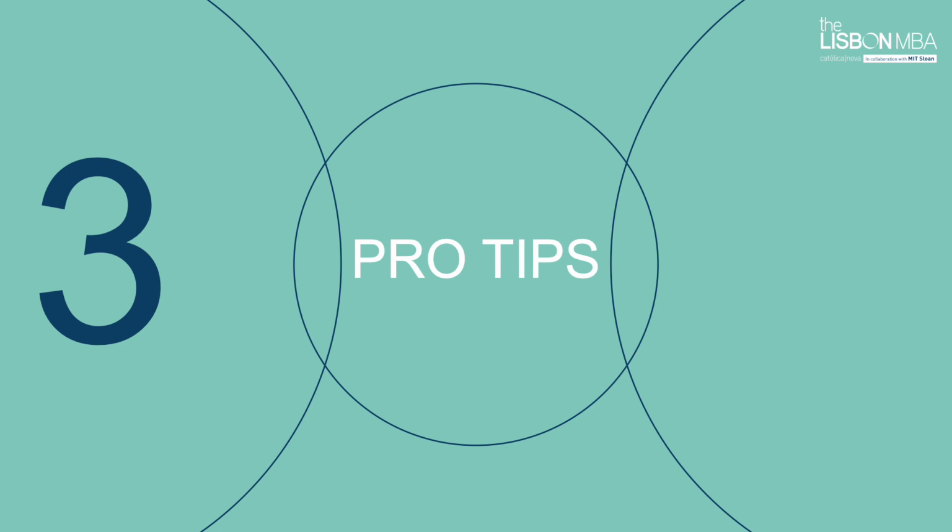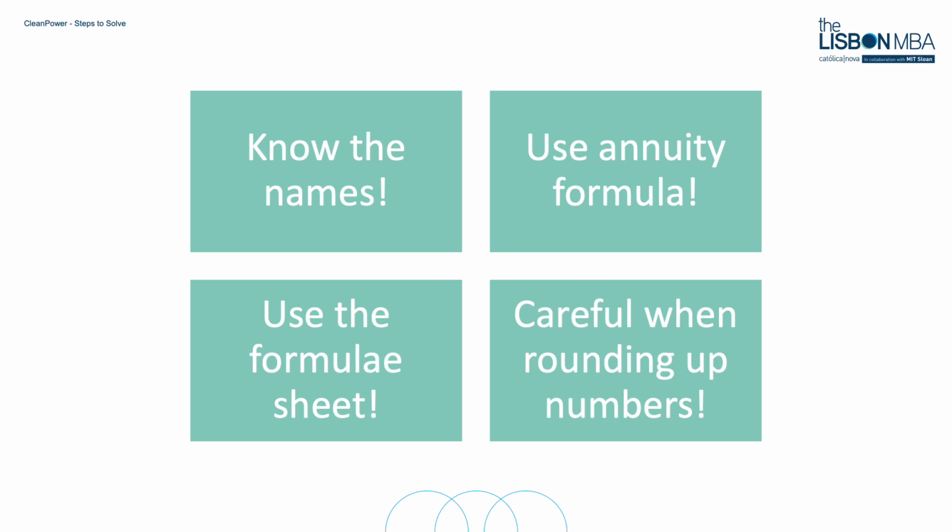Here are some pro tips. First one, know the names. Every acronym has a name. You should know it and be able to identify it whenever there's a question. The second one, use the annuity formula. It is easier to calculate the NPV using the annuity formulas, and it's less prone to calculation mistakes. The third one, use the formula sheet. Well, we have to use it in the exam, so might as well get used to it.